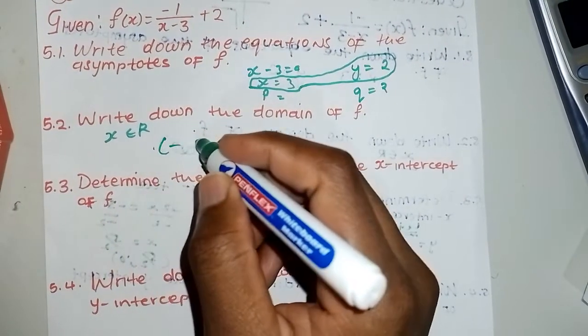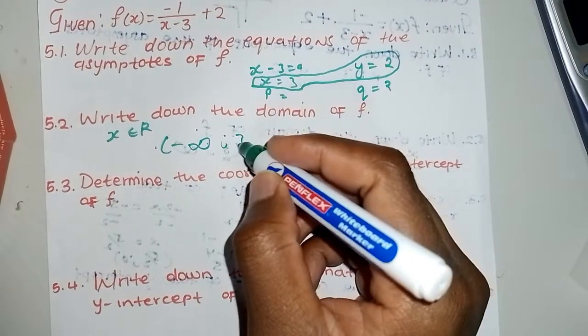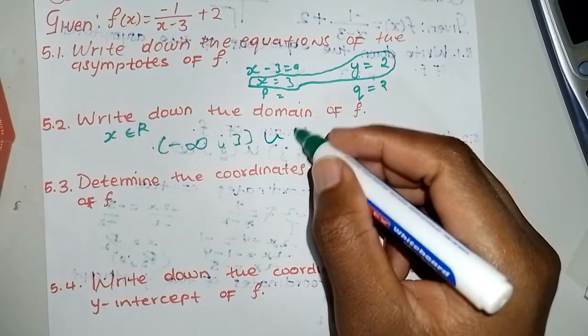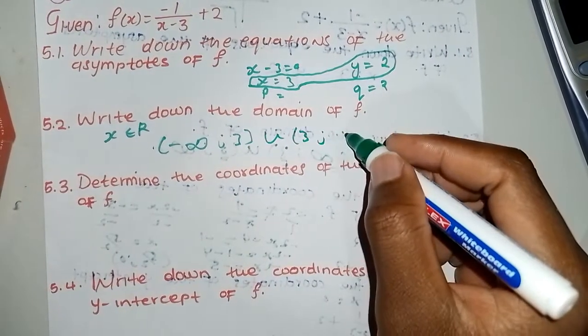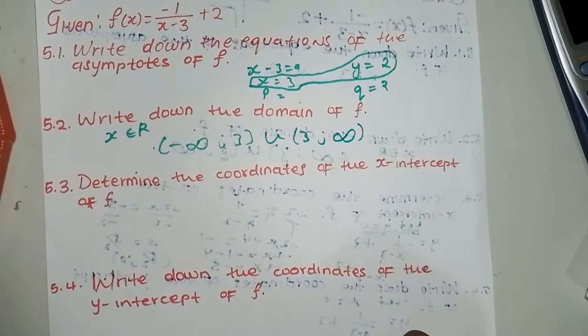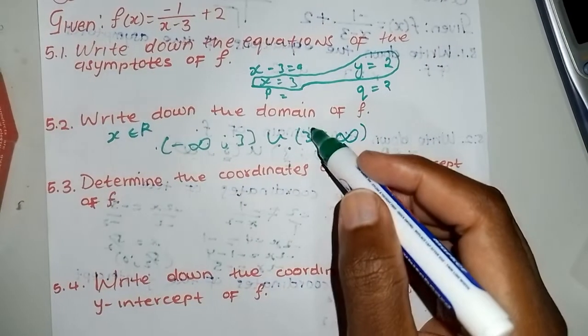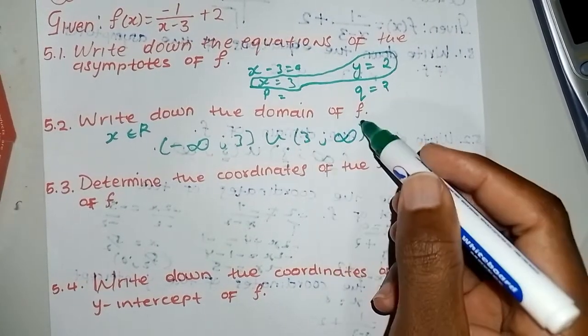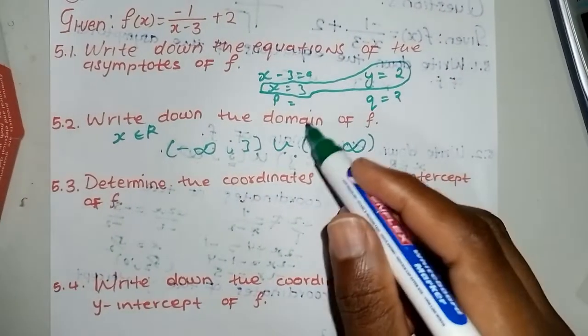So our graph will start at negative infinity, but it will never touch 3, right? And our graph again will start at 3, but it will never touch positive infinity, right? Actually, it is never touching this 3. Because I used, you see, I can just call them circular brackets instead of square brackets.